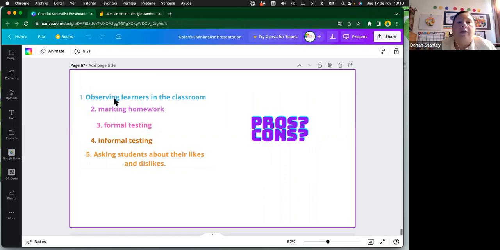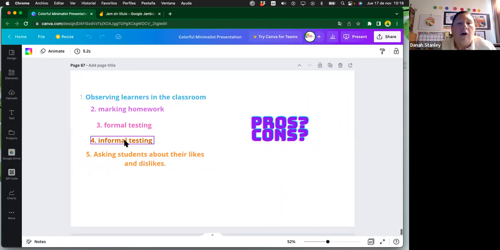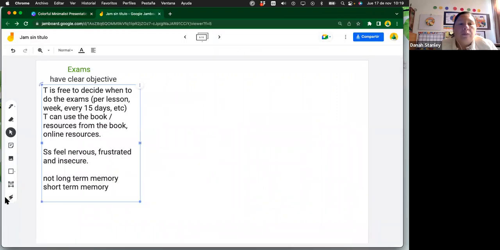Informal testing, pues observing the students, no? Having my rubrics, having very clear in mind what I'm going to observe, and letting students know what I'm observing so they do their best during the development of these activities. Indeed, this is the pro. The cons, pues maybe informal.